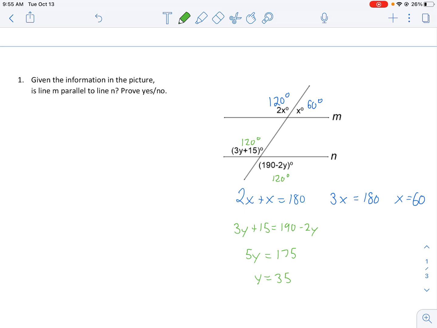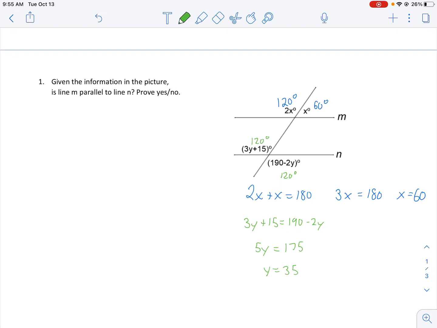And now we have two ways to show this. We have alternate exterior angles right here, or we have corresponding angles right here are also congruent. Either one of those proves that the lines are parallel. So let's write it in a more formal proof here.